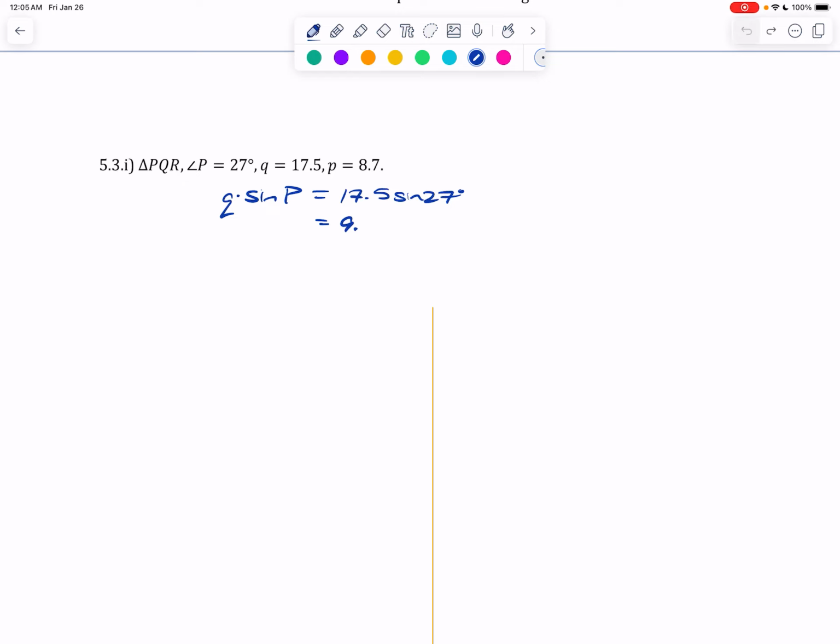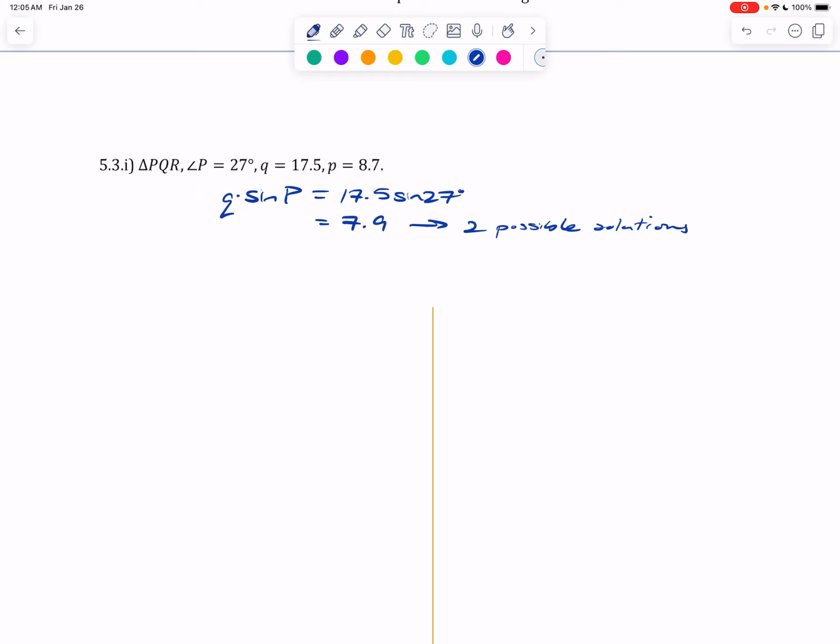Hold on. That doesn't work. Calculator. That's 7.9. Thank goodness, because that would have otherwise given us 0 triangles. 7.9 is the minimum possible length of P. P is more than that. It can ride the roller coaster. It's tall enough to ride the ride. So there are 2 possible solutions.